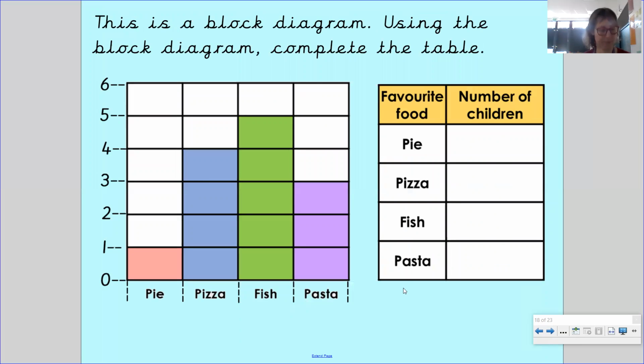So here's a block diagram. What we're going to do is fill in our chart by counting how many blocks there are filled in. So first of all, pie. We can see we've got 1 pie. Pizza, we've got 1, 2, 3, 4 blocks filled in. Fish, we've got 1, 2, 3, 4, 5 blocks filled in. And pasta, we have got 1, 2, 3 blocks filled in. So that's what we use a block chart to fill in, like our totals, isn't it?